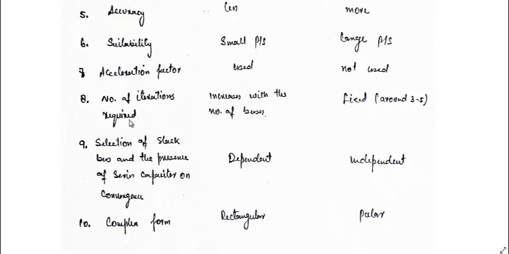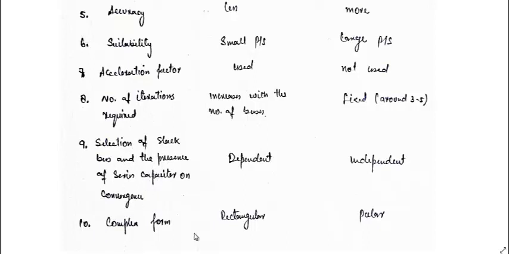Number of iterations required: here the number of iterations required increases with the number of buses. Here it is fixed at around 3 to 5. It will not change if the number of buses increases. Also, the convergence here is dependent upon the selection of the slack bus and the presence of series capacitor. But the Newton-Raphson method is independent of the selection of the slack bus or the presence of the series capacitor. The convergence will not depend upon these considerations.